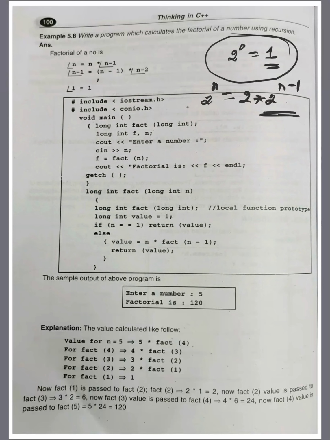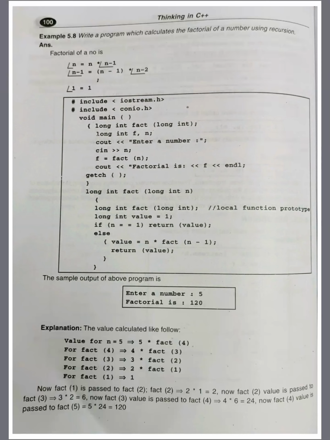Now similarly factorial में 1 का factorial is 1. ठीक है, so we will stop, we'll not go beyond 1. So we'll stop when we get the value of 1. तो यहां हमने लिखा है if n is equal to 1 return value. वैल्यू को हमने 1 सेट कर रखा है. अगर n की वैल्यू 1 है then return 1, else value is equal to n into fact of n minus 1.